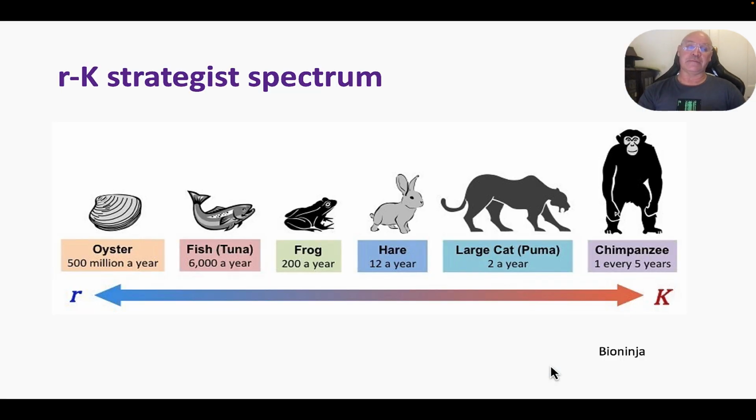Now, the last thing is that it's a spectrum. So we do have species that are on either side of the spectrum, but of course, most species lie somewhere in between. And it depends on their niche, and it depends on what strategies they use to exploit that niche.